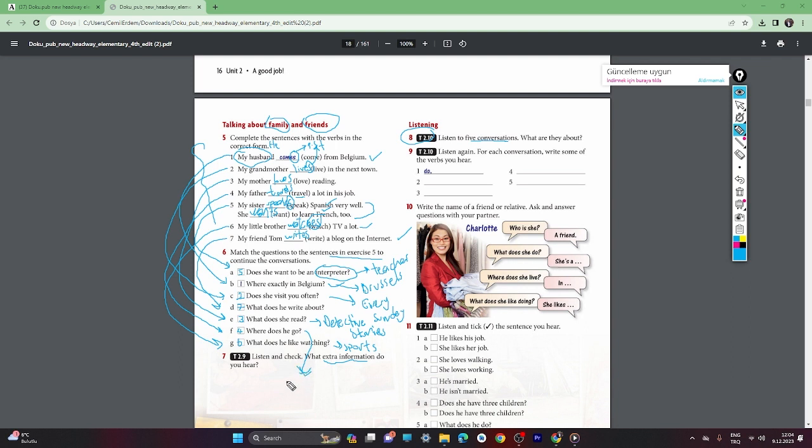Everything and everybody. Okay, so we got some extra information I wrote here. For example, she wants to be a teacher. She is from Brussels, from Belgium. So he visits her every Sunday. She reads detective stories. So these are the extra information. So let's go to audio 2.10.